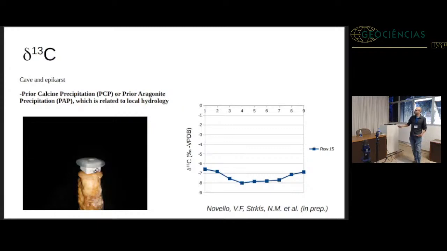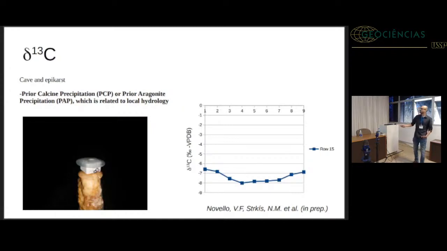This happened because when you have your dripping going on, you first precipitate calcite in this part, then your solution moves to the border, and you precipitate calcite in this glass until the border. Since you precipitate the carbonate first here, you have more carbon-12 in this middle part. And then in the border, you have more carbon-13. So you have a prior calcite precipitation here in relation to here. So we have this fractionation going on here.